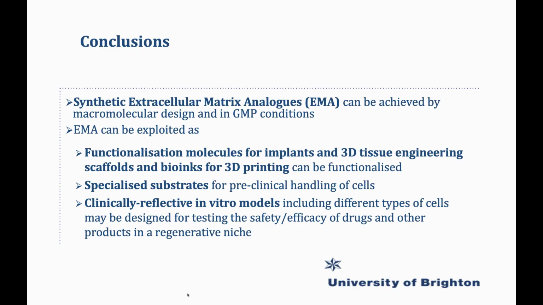And I want just to conclude by recapping the main findings. Basically, we have demonstrated that extracellular matrix analogs can be developed at a scaled up and GMP conditions. They can be used in a variety of applications, including functionalization of implant, 3D tissue engineering, and bioinks for the 3D printing of the same scaffolds. And they can also be used as a specialized substrate for the clinical handling of cells.